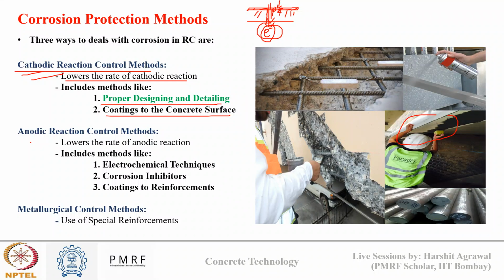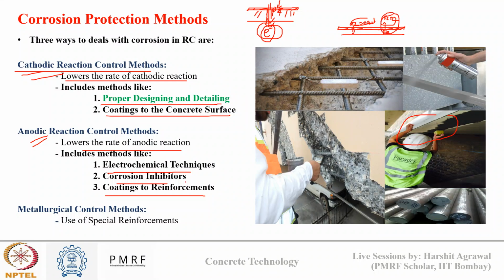Now, the other way, I can control the anodic reaction, which will lower the rate of the anodic reaction. How can it be done? Using electrochemical techniques, corrosion inhibitors, and coating on reinforcement. Okay, so I have a reinforcement. Now, reinforcement is converting into the Fe2+ state. And here, from the reinforcement, oxygen is taking up electrons to convert into OH-. However, if I form a film over the reinforcement, then what will happen? These reactions won't be able to happen on the surface of the reinforcement. So I can delay this anodic reaction.